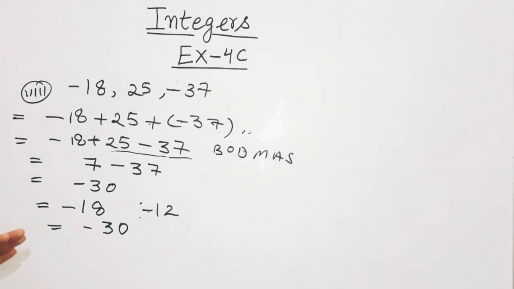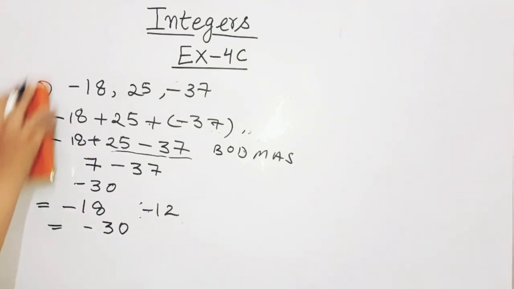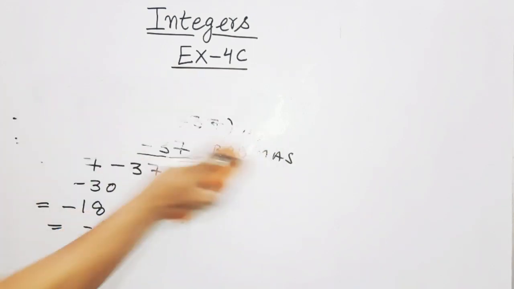So as you all can see, when I started from this side, I got minus 30. When I started from this side, then also I got minus 30. So in both the cases, the answer is the same. I hope you must have understood now what I have done in the previous questions.